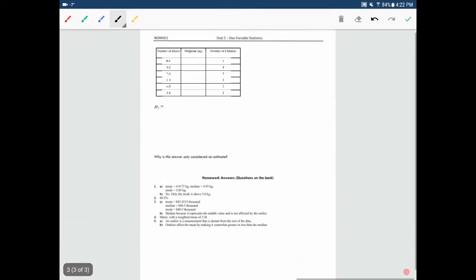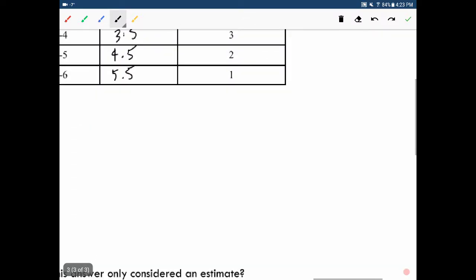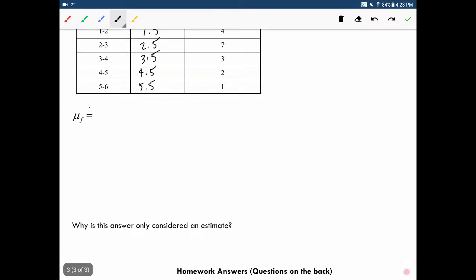Oh, geez, did I erase everything? Yes, I did. Okay, well, let's try. Oh, we're good. It's fine. I know how to use a computer.